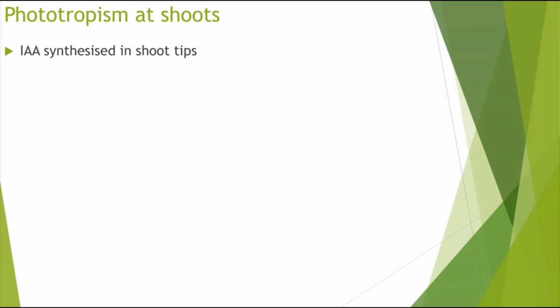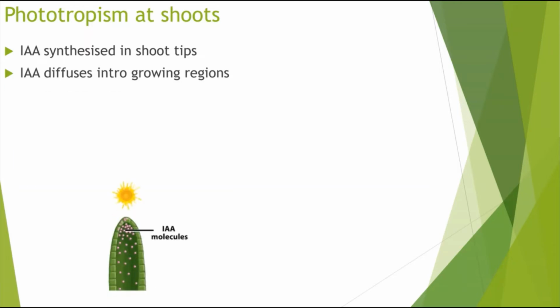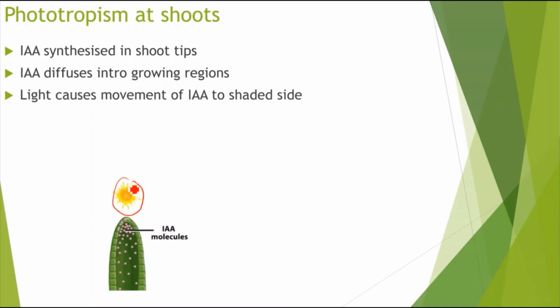What you need to know first is that the IAA, which is synthesized in shoot tips, would diffuse into the growing regions of the plant. The growth occurs at the shoots, so this is where they will be located. And what happens then is the light. Light would cause the movement of IAA to the shaded side. For now, because the light's coming from straight above, you can see that IAA is distributed equally. But when the sun goes to a certain side, the light would cause movement of the IAA to the shaded side.